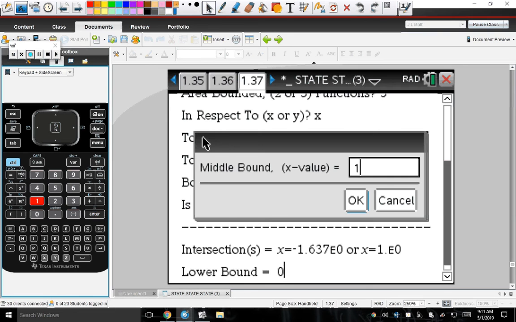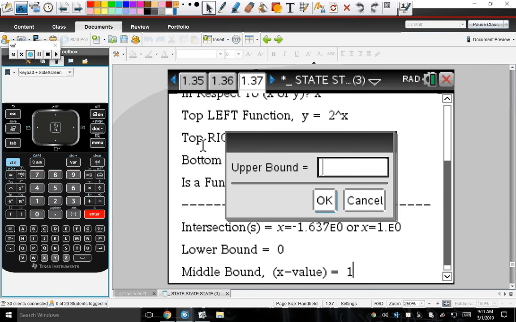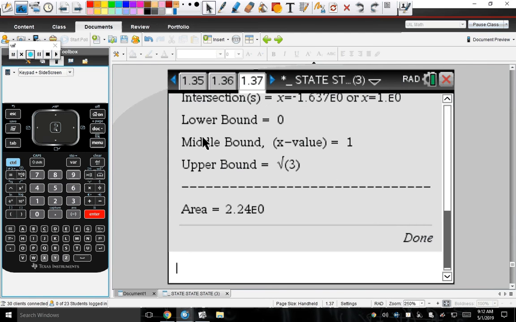And what's the upper bound? That one you would actually have to solve or just write it down. What is it? Root 3. So root 3, 3. And then make sure you close your parentheses on roots. You just have to. And there's your area. 2.240. Cool?